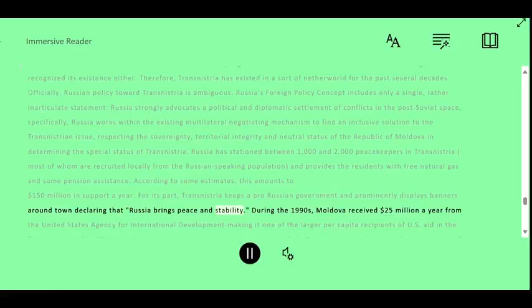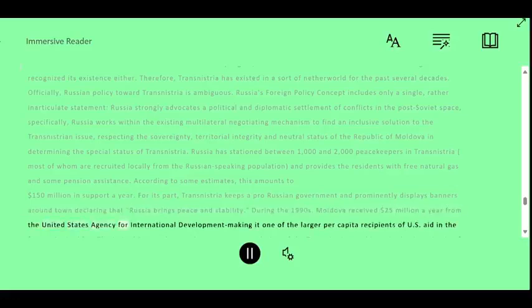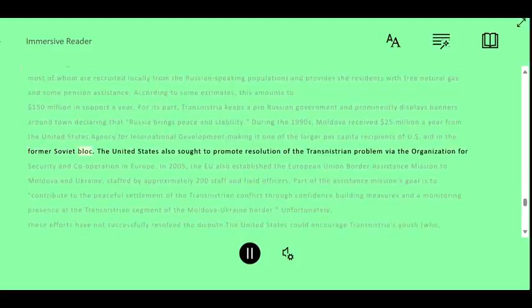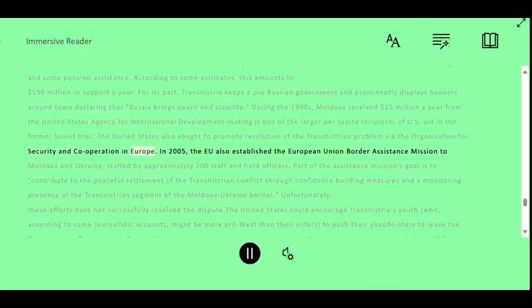During the 1990s, Moldova received $25 million a year from the United States Agency for International Development, making it one of the larger per capita recipients of U.S. aid in the former Soviet bloc. The United States also sought to promote resolution of the Transnistrian problem via the Organization for Security and Cooperation in Europe.